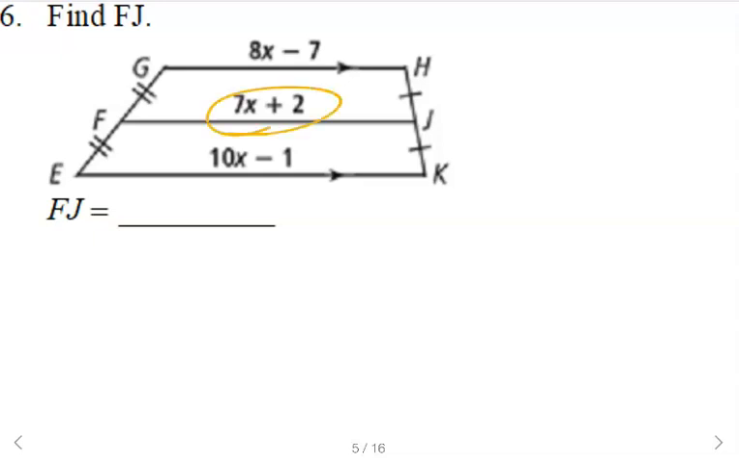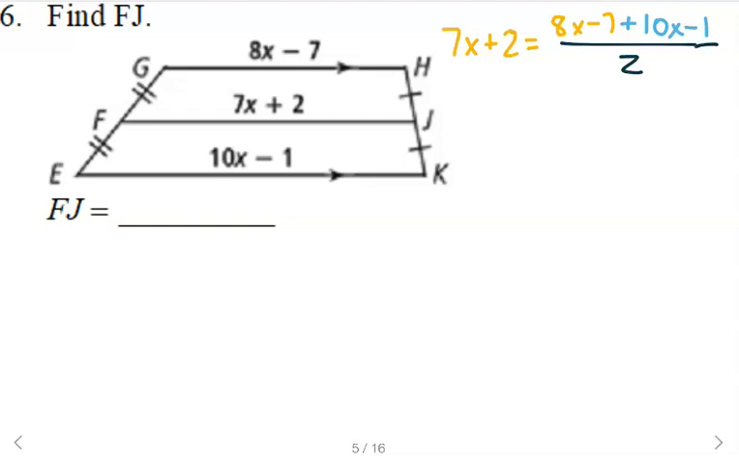When we have a segment that is the same distance from each of the bases, we call that a mid-segment. It's the middle segment for the trapezoid. That mid-segment is equal to the average of the bases. So we'll have 8x minus 7, that base, plus 10x minus 1, and it's all divided by 2 because there's two bases. So it's the average of the bases.